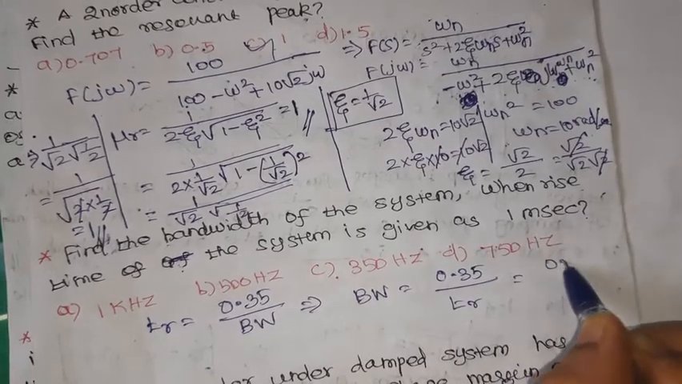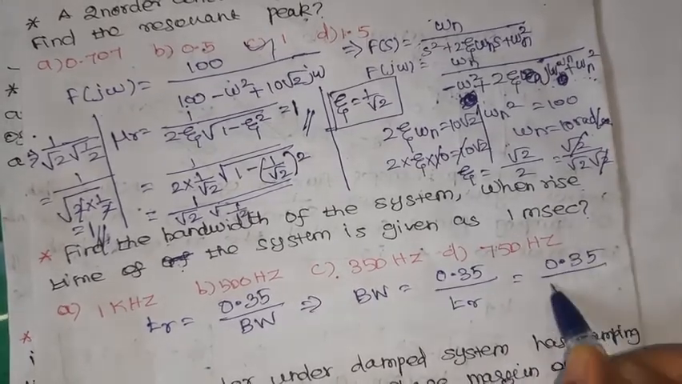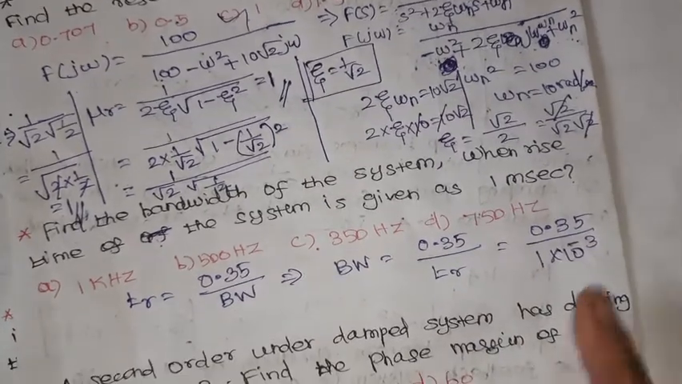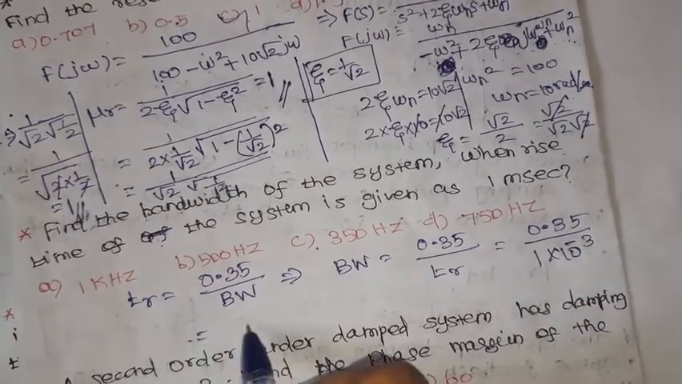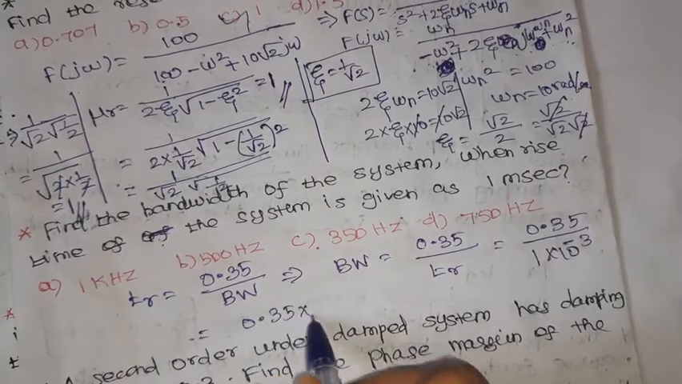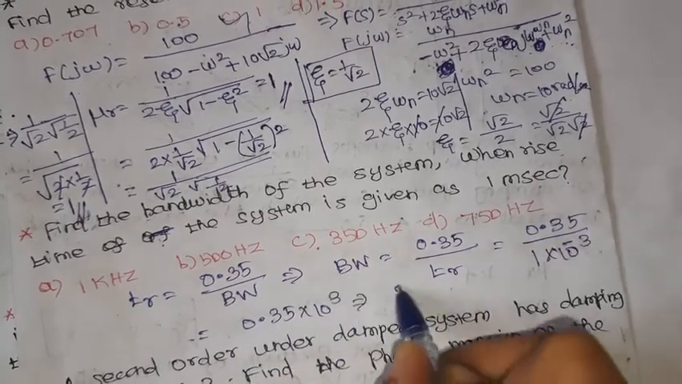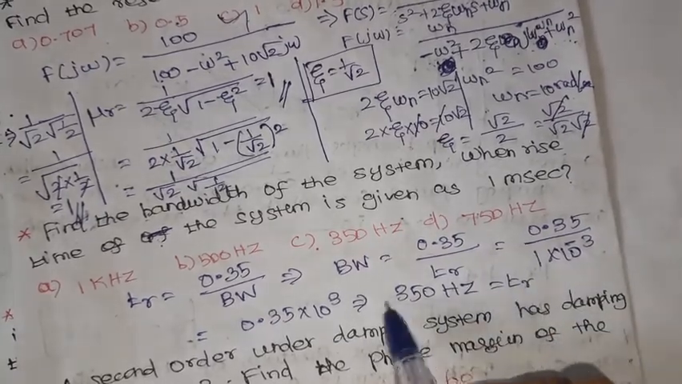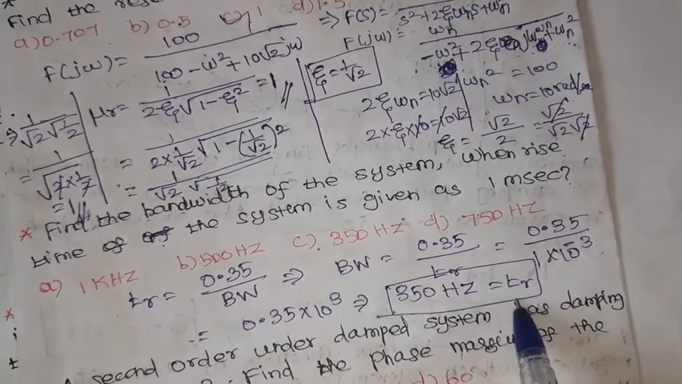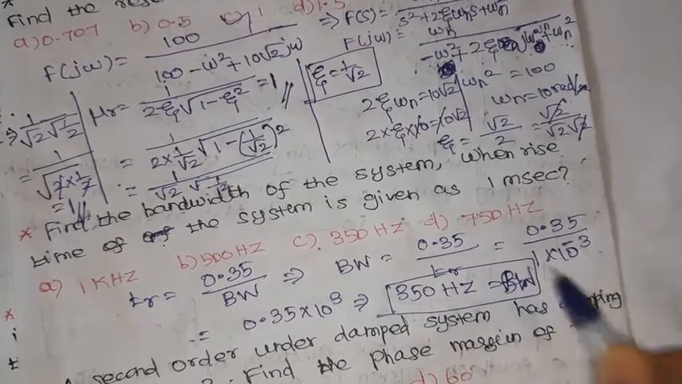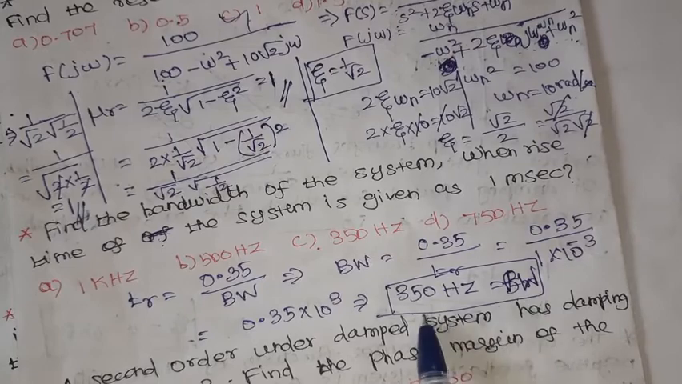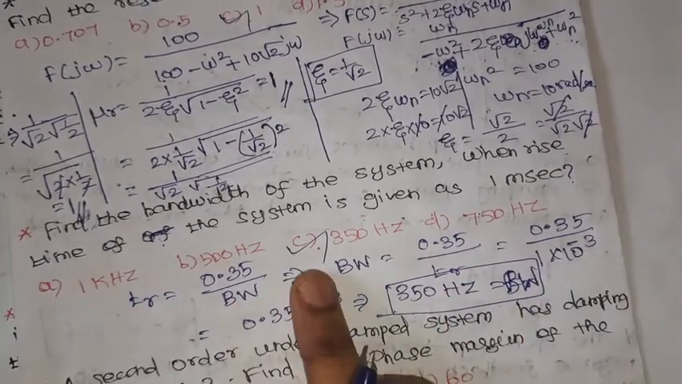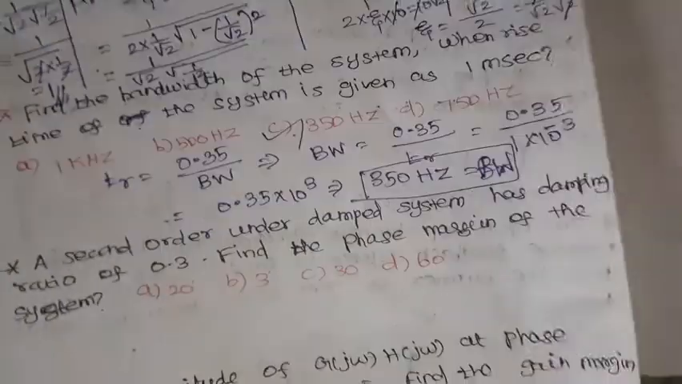What is the rise time given? 0.35 by 1 millisecond. 1 millisecond can be written as 10 power minus 3. Taking this to the numerator, what will we get? 0.35 into 10 cube. By simplifying, we get 350 hertz. So bandwidth is equal to 350 hertz. 350 hertz is option C, the right option.